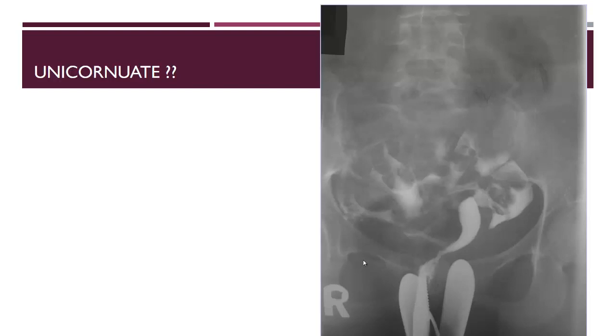Another case, is this unicornuate? Could be, but I couldn't say. I couldn't see both tubes, just I see the spill, and this is a faulty technique. You must take early film in order to see the early filling of the fallopian tubes. But again, it is displaced and pushed to one side of the pelvis.